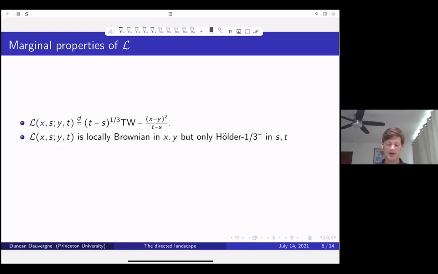And interestingly, or maybe unsurprisingly, the behavior is quite a bit different if you vary the time coordinates s and t. If you vary these time coordinates, then instead of seeing something that's locally Brownian, you see something that's quite a bit rougher. It's only Hölder almost 1/3. I'm not sure exactly the right accreditation for this result, but there's a paper of Dauvergne and Hammond that proves this, I know.